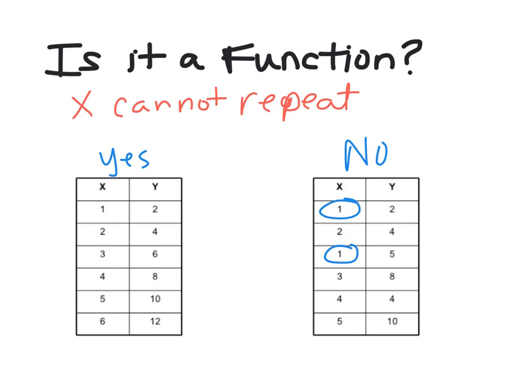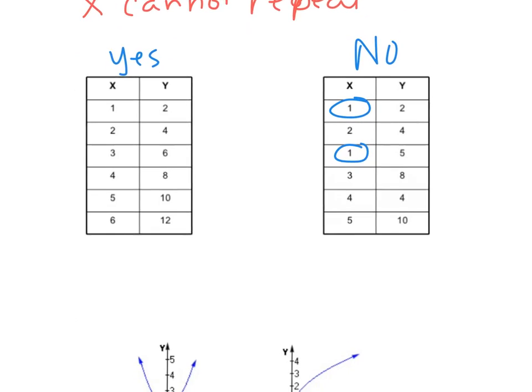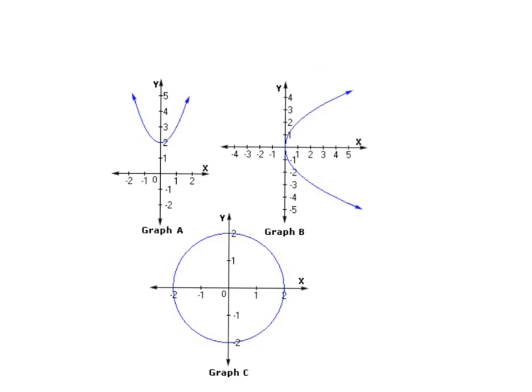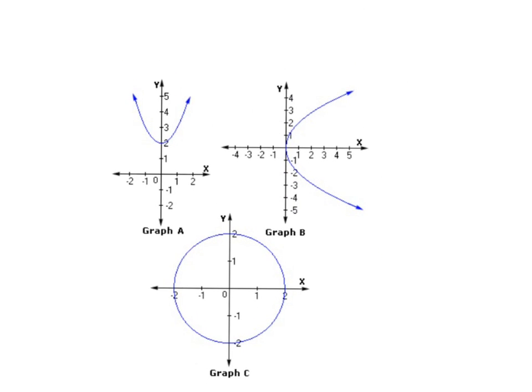But what happens if we're looking at a graph? You can kind of tell that x's repeat, but it's a little bit harder to just think about it by looking at numbers. So we use what's called the vertical line test. And the vertical line test is really just seeing what x's are repeating. If your graph crosses the vertical line twice, it's not a function.